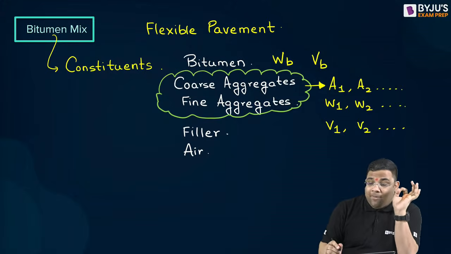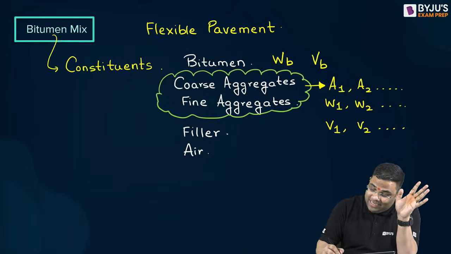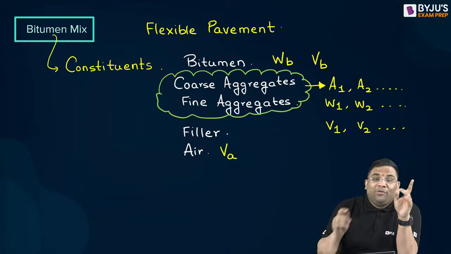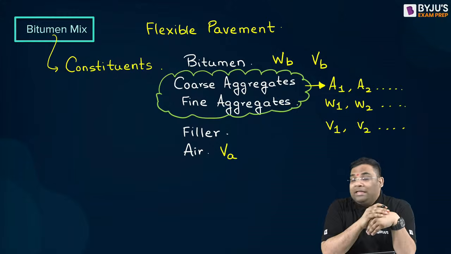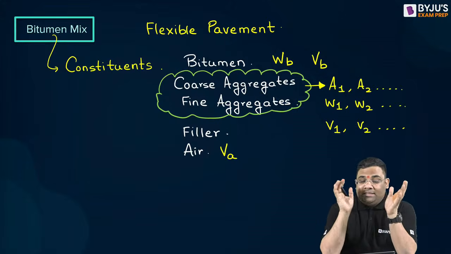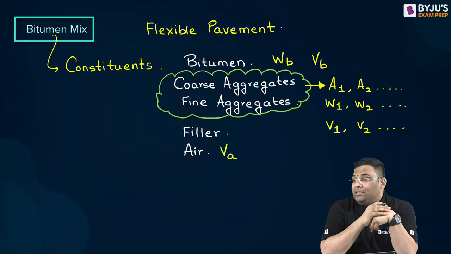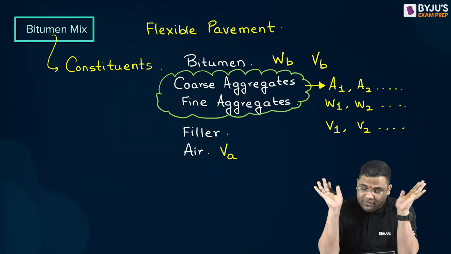Now air will have only volume. Yes, air will have only volume. It will not have any weight. We will not consider the weight of air in the calculations. Okay, so this is, I can say, the constituents of a bituminous mix. Very good.